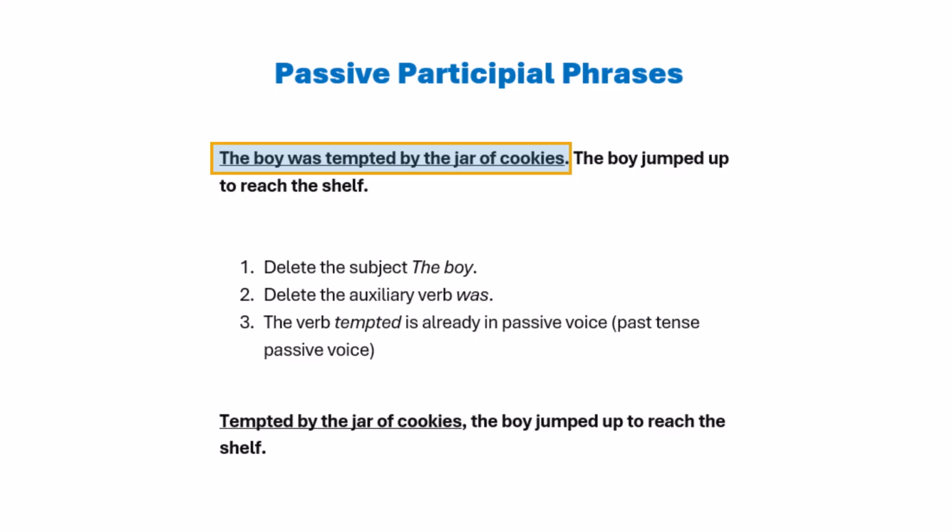Passive voice. When a verb is in passive voice, we follow the same process but use the passive participle, the third form of the verb. The verb will already be in this form if it's in passive voice.